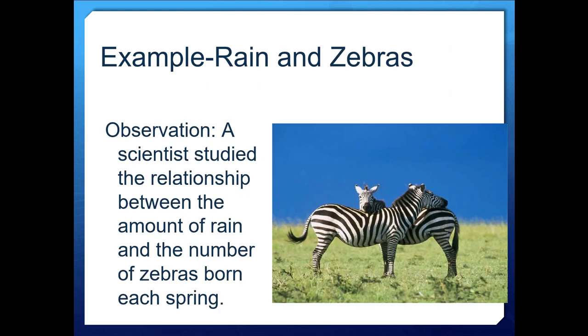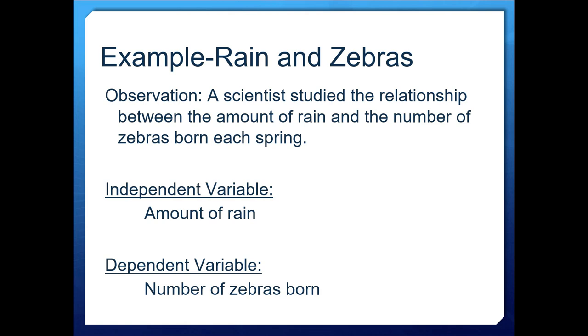So here, you have rain and zebras. A scientist wants to study the relationship between the amount of rain and the number of zebras born each spring. So all he does is he looks at the amount of rain and the number of zebras. The independent variable is the amount of rain. Can't control how much rain is coming. Just got to measure it. And then you measure the number of zebras and you assume they're linked together.